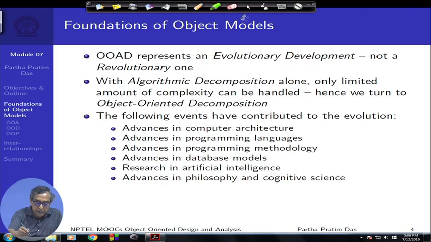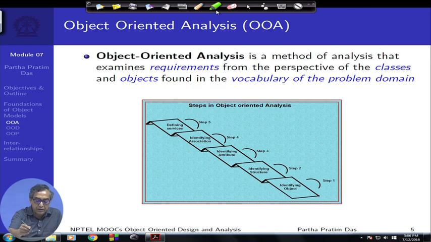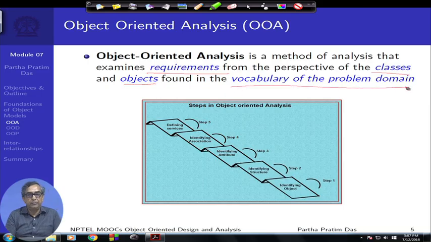So, in that context, we start discussing the three basic approaches. One is object oriented analysis. The first thing you do is object oriented analysis. It is a method of analysis that examines requirements. Please, this is a very simple statement, but please understand it very carefully. It examines requirements from the perspectives of the classes and objects found in the vocabulary of the problem domain.